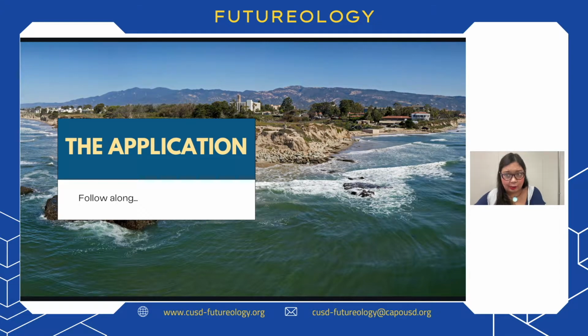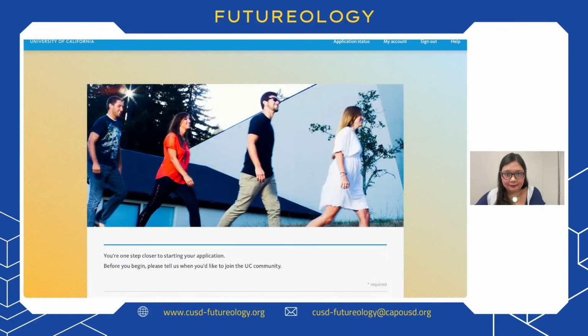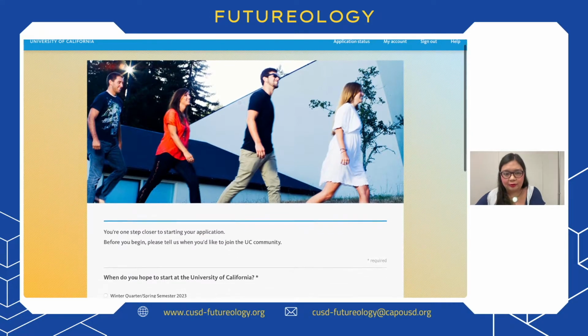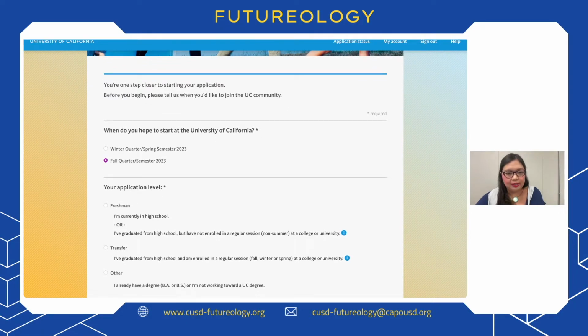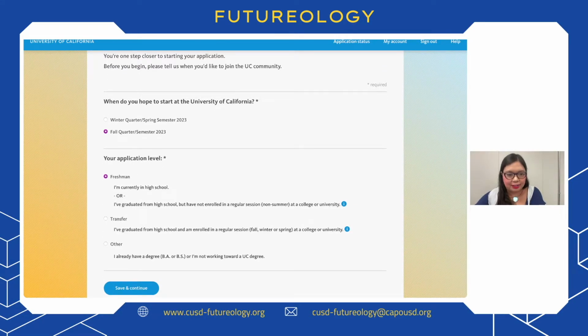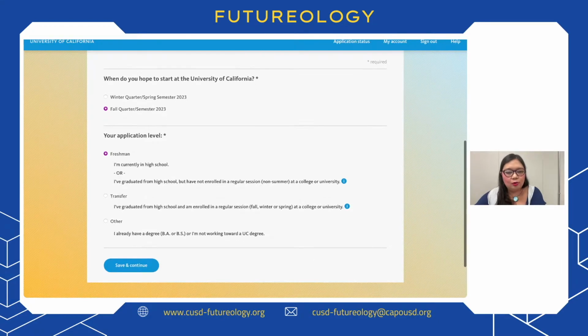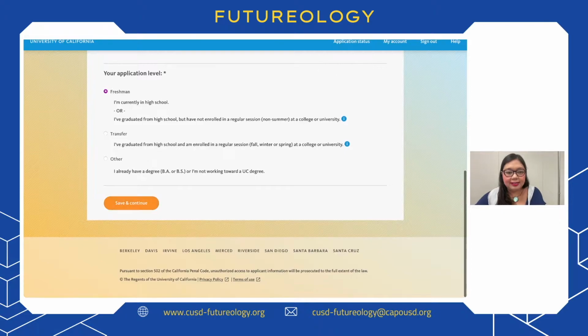All right, we're going to get started with the UC application. So you're going to go ahead and follow along with me as we go through the UC application website. So first things first, once you've created that account, you're going to select the term that you're applying for. You're going to select fall quarter or semester of 2023. So that's about a year from now when you'll be starting your first year at the University of California. Your application level is freshman. You're currently in high school, or you'll be graduating high school by the time fall quarter semester starts in 2023. Save and continue.